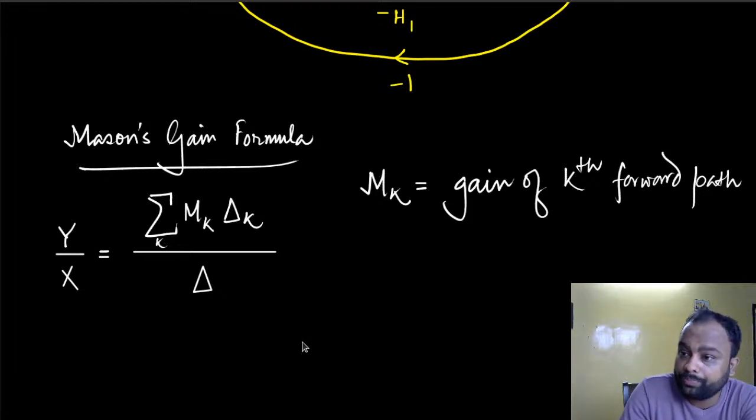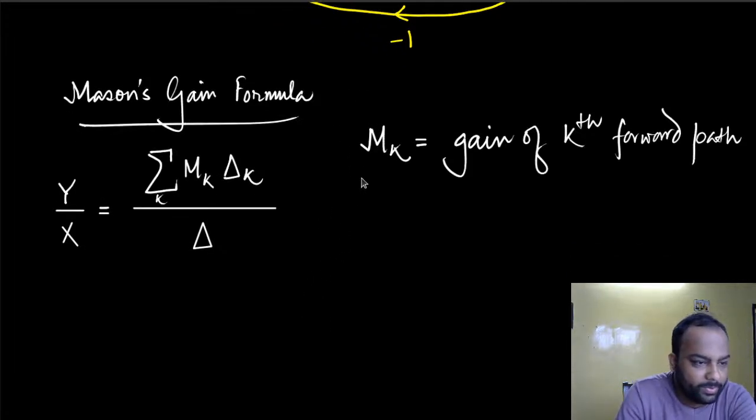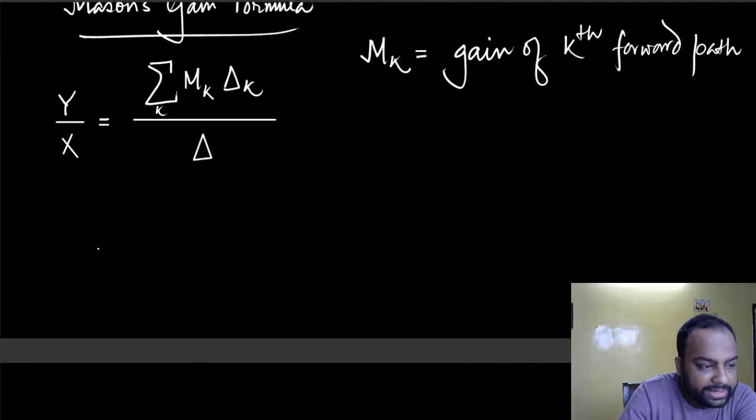All right. So we are back. We dealt with the cat, right? All right. So Mk is the gain of the kth forward path. Delta is kind of tedious. Let me just write down everything.